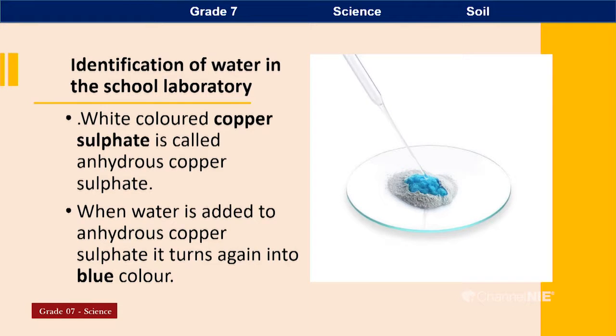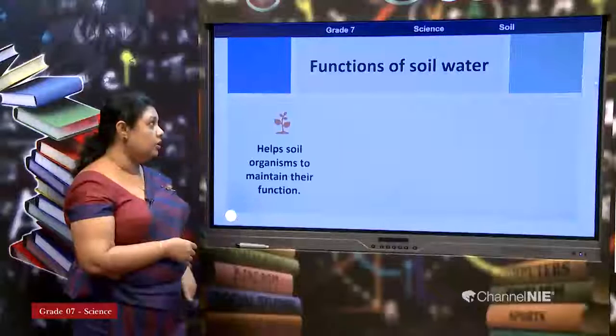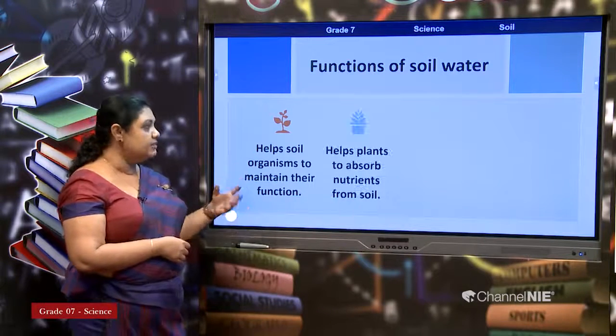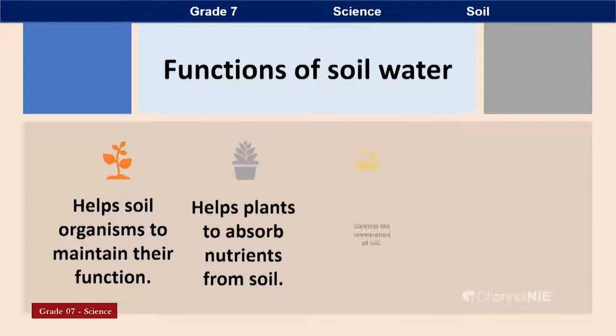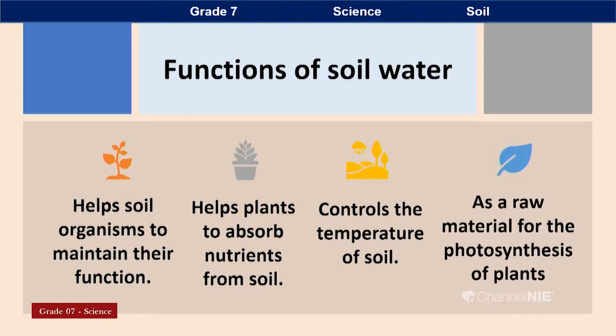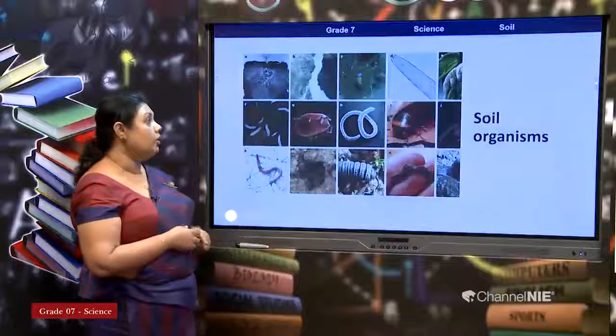That means when you boil soil, you can see that water droplets are there. With copper sulfate, you can surely say that it is water droplets. Soil water also has functions. They maintain their function for organisms to live. Plants absorb nutrients with it, it controls the temperature of the soil, and it is used in photosynthesis. Plants produce food with the help of water.